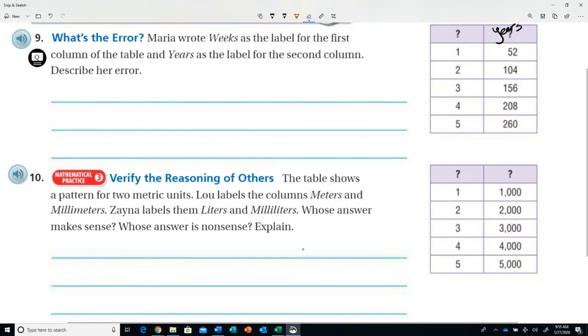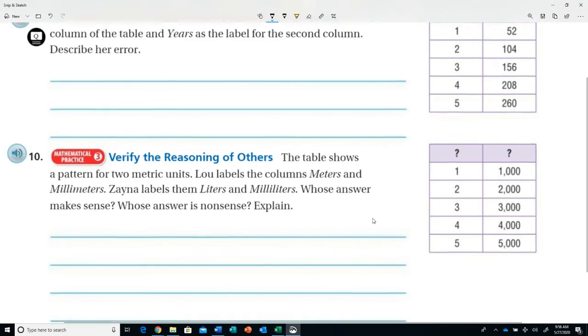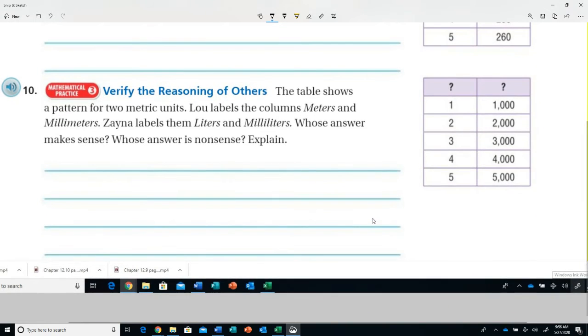So what was her mistake? Well, she just mislabeled her chart. Where she should have put years, she had put weeks, and where she put weeks, she should have put years. So 1 year is 52 weeks, 2 years is 104 weeks, and you can go on from there. You can describe that error. Her error actually was not unheard of. She just mislabeled the column. Okay, number 10. Verify the reasoning of others.